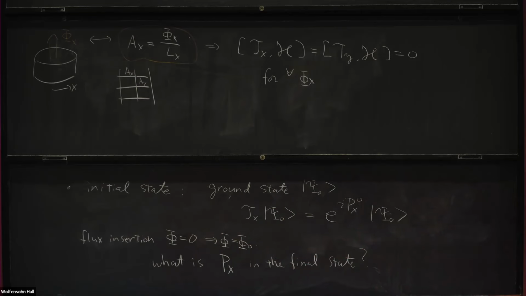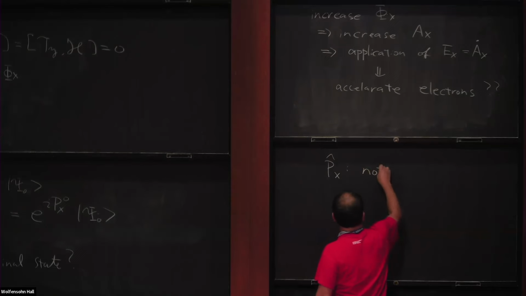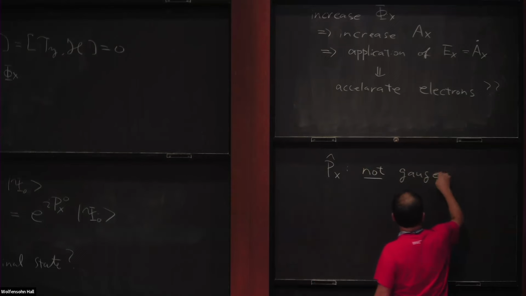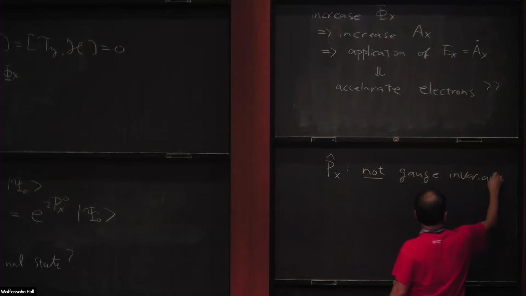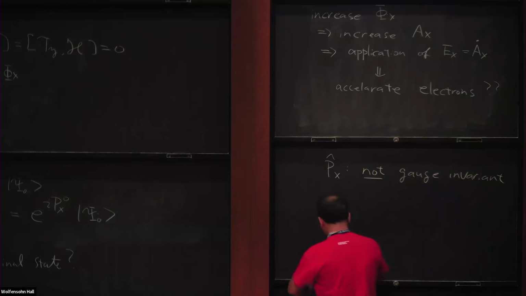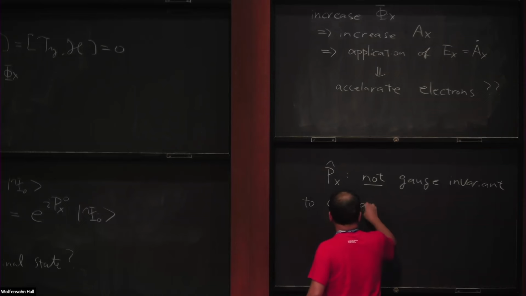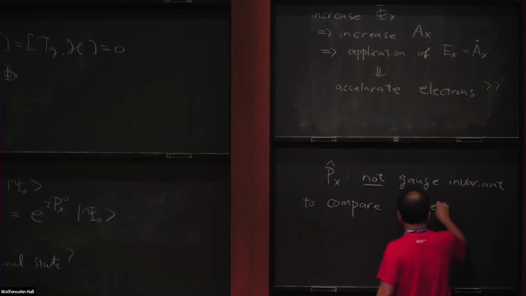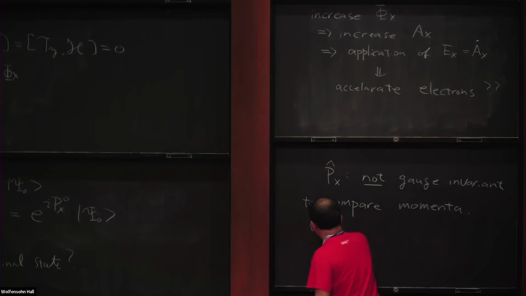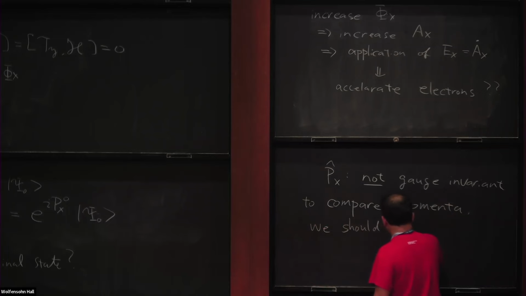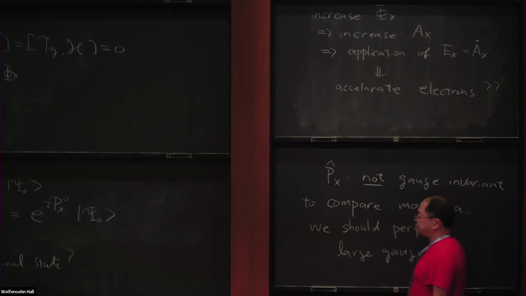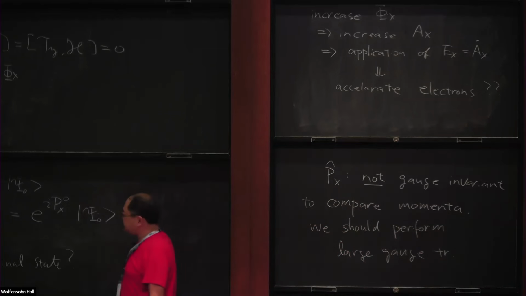So the Px is not gauge invariant. So to compare momentum, we should perform a large gauge transformation, as in the previous example.